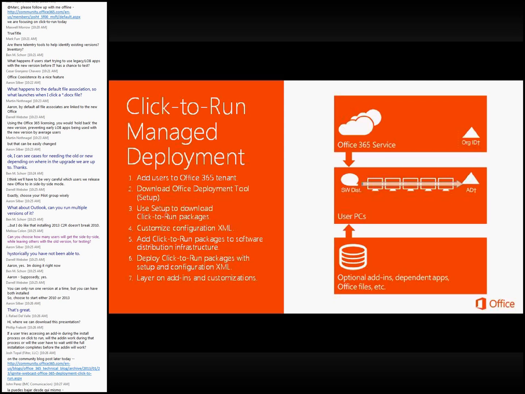Then you would add the Click-to-Run packages, the source media, to your software distribution infrastructure, and you could deploy that setup.exe via Config Manager or via your software distribution tool and just point to the source files. And then the add-ins that are already installed are just going to work. You can install add-ins later. If you want to install Click-to-Run as part of an image build process, that's certainly okay. You can install the add-ins after you install Office.